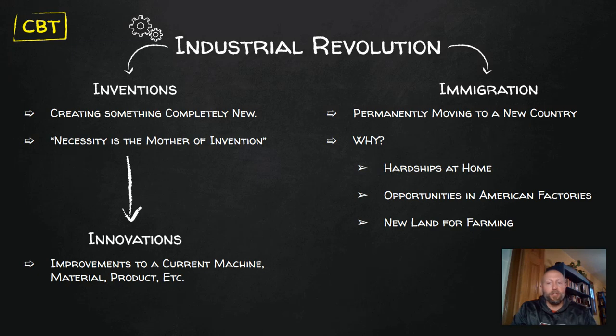The other idea I want to touch on this week is immigration. Immigration is permanently moving to a new country. And we've talked about this a lot during the year, but why? Why immigrate? All right. We have to remember our country is a land of immigrants. Okay, 95% of us are of some kind of immigration descent. So why? First of all, during the Industrial Revolution, there are going to be hardships at home, and there are also a lot of opportunities in American factories. This explosion of industry requires jobs, and also America is expanding westward, and there's lots of land available for farming.